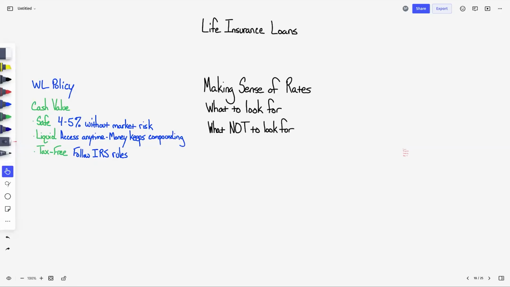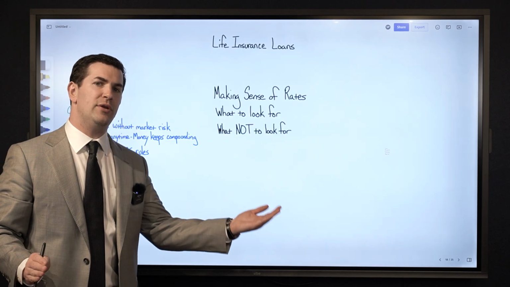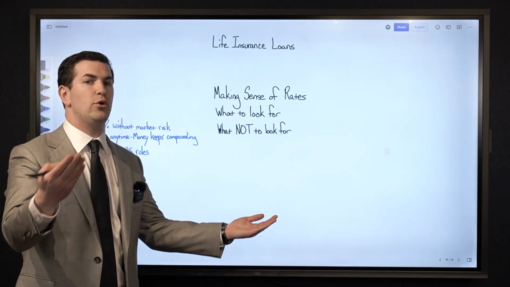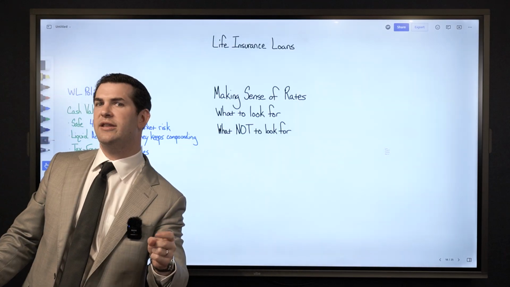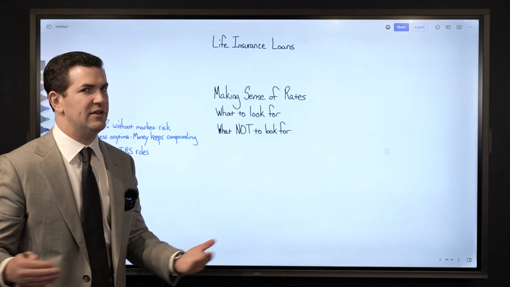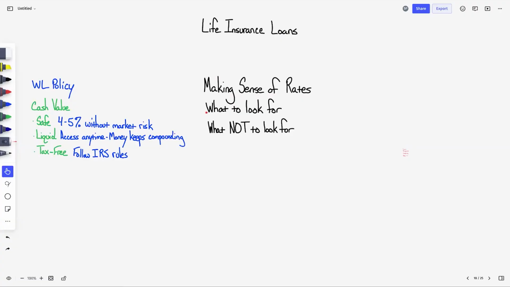Now, the big thing to do here is make sense of rates. What does that mean? It means looking at your dividend rate and then also your loan interest rate. And on the dividend rate, there's something to be aware of that's very, very important. We'll go over exactly what to look for versus what not to look for, which is often what is heavily marketed in the life insurance industry.